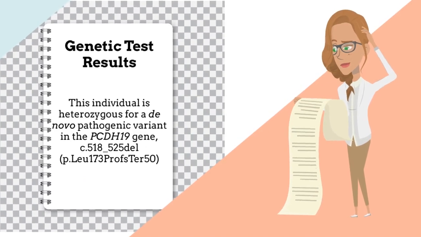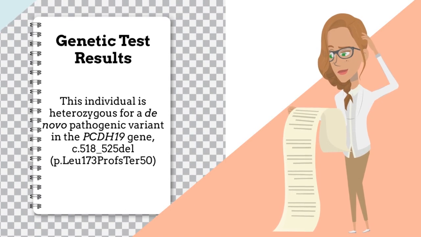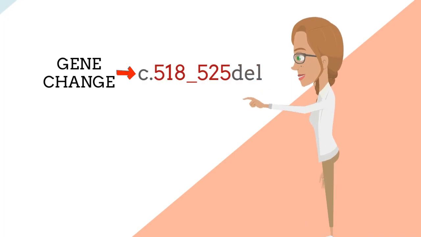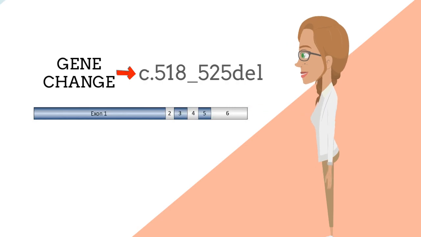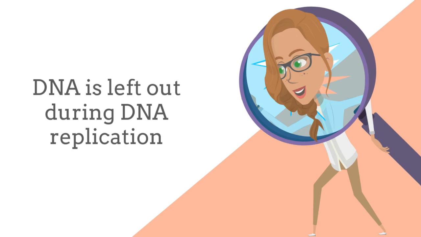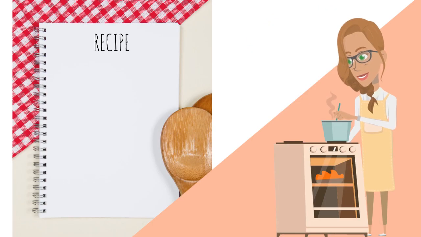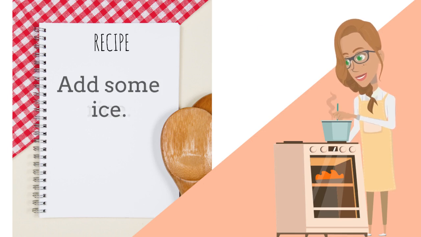You may have been given a genetic test result that looks something like the following example. Here, the DNA code has 8 nucleotides deleted from position 518 to 525 of the PCDH19 gene. This is known as a gene deletion, whereby part of a chromosome or a sequence of DNA is left out during DNA replication. You can think of this like a part of the recipe being left out. For example, add some rice could be changed to add some ice.